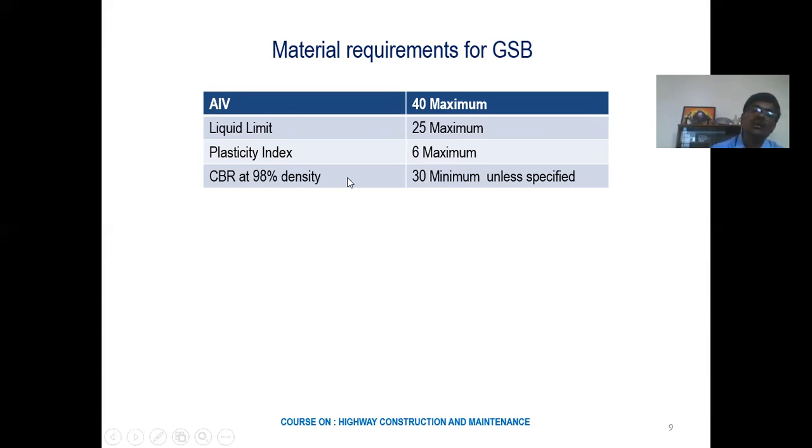The CBR requirement is minimum of 30%. Of course, when you use crushed aggregates, even this is not an issue at all. So all this comes into picture only when you use soil or muram in the GSB mix, which is done especially for low volume roads.